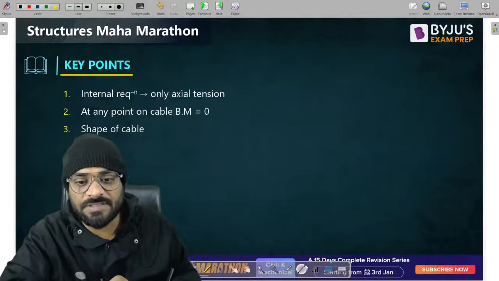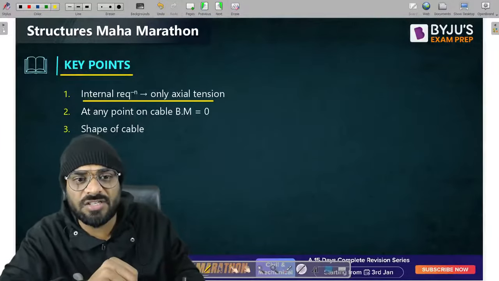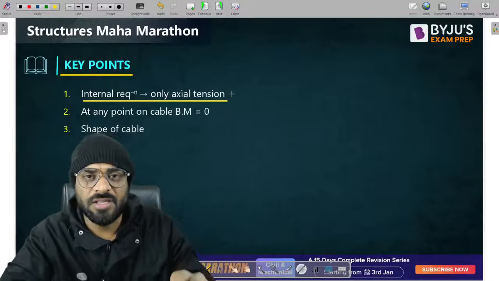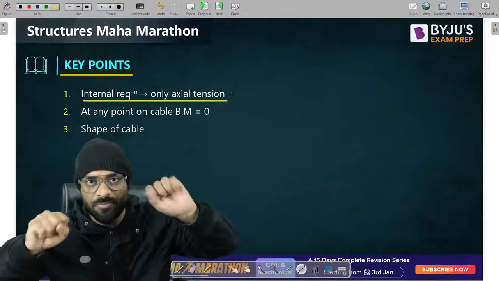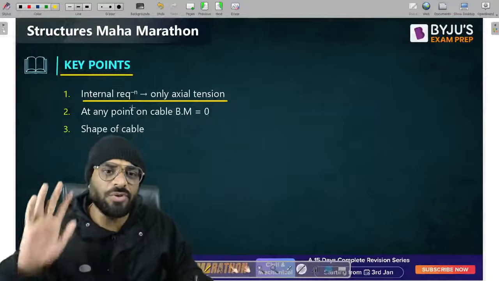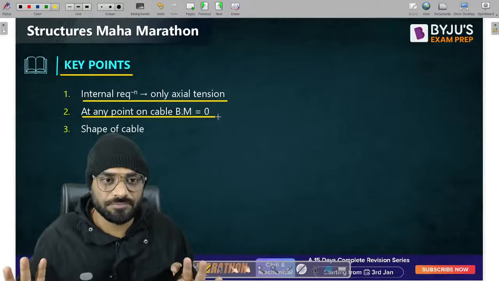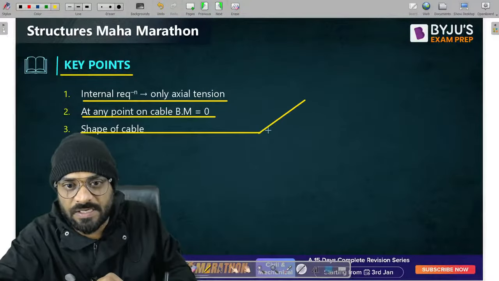Now in cable, guys, certain key points are there which you have to remember. First, the internal reaction which can be developed in the cable is only axial tension, right? That means a cable can bear the tension force only. At any point on the cable, the bending moment is equal to how much? It should be equal to 0. Now the shape of cable, very important. 3 cases are there.